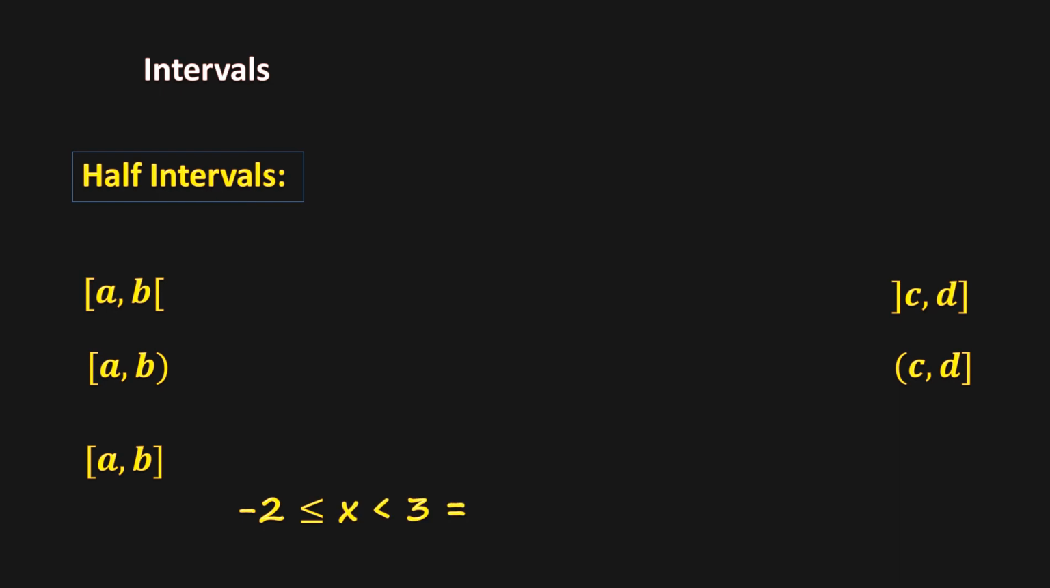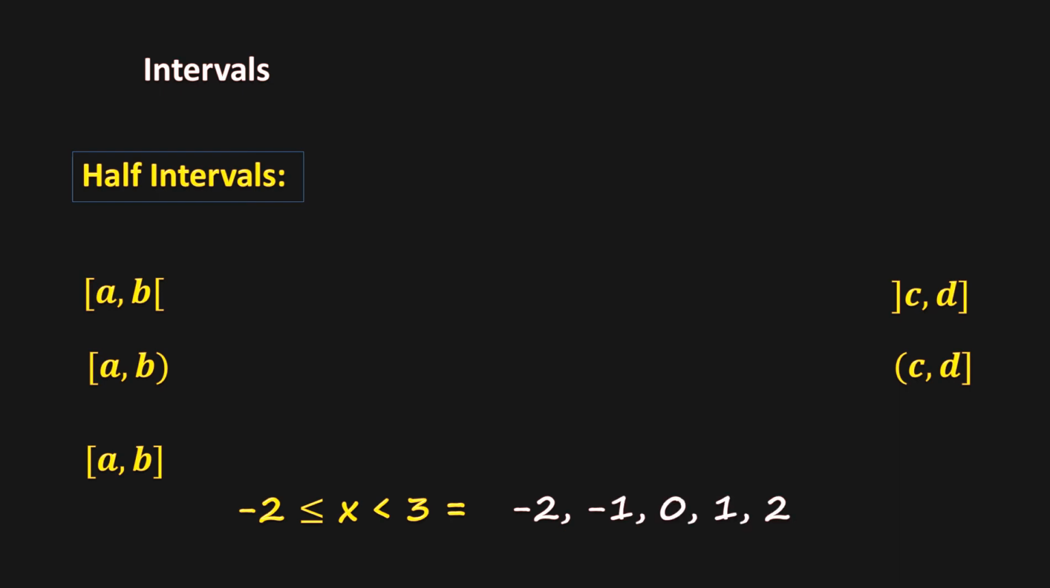Then we have half intervals. We can be half open, half closed, or half closed, half open. In this first case here, we have open at B and closed at A, open at C and closed at D. The second one that's been shown is completely closed. So if you have this half interval, you can see that using inequalities, one of the inequalities has an equal to sign, the other one does not. It means that it's a half interval.